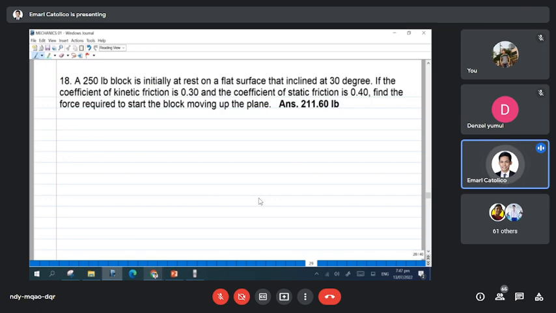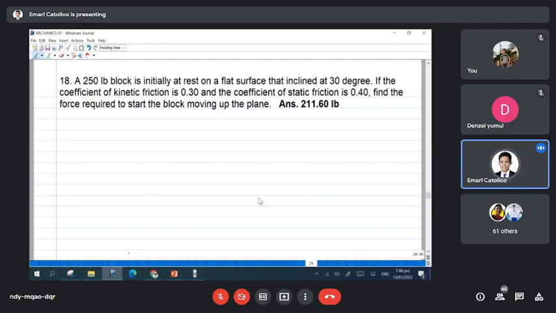Okay, so number 18, a 200-pound block is initially at rest on a flat surface that is inclined at 30 degrees. If the coefficient of kinetic friction is 0.3 and the coefficient of static friction is 0.4, find the force required to start the block moving up the plane. So under pa rin siya ng frictional force, no? So under siya nitong sliding block.